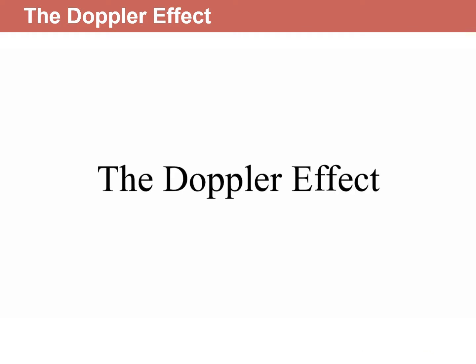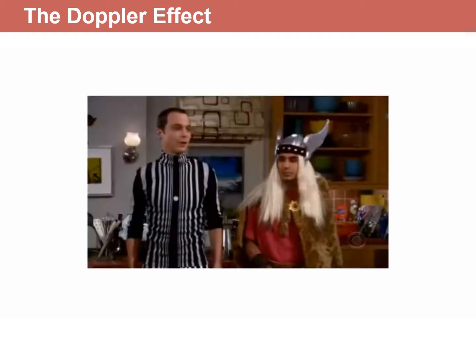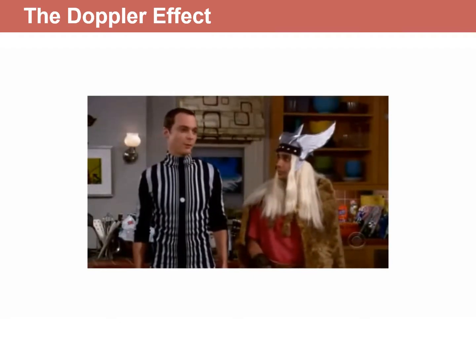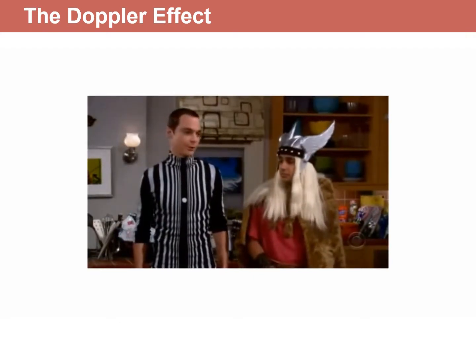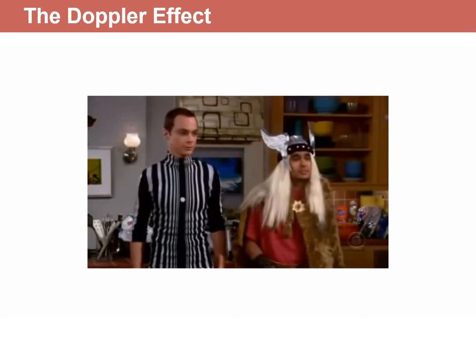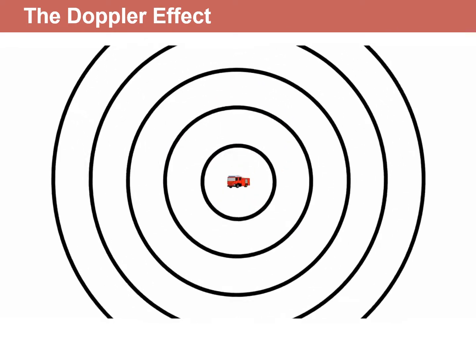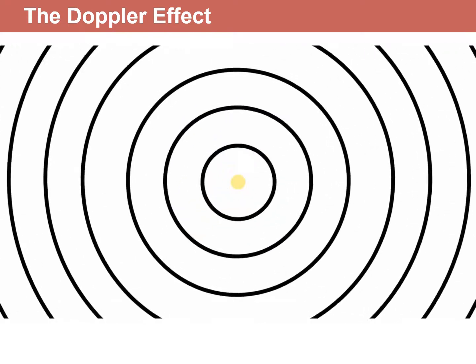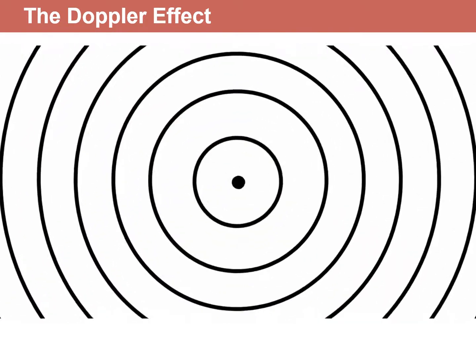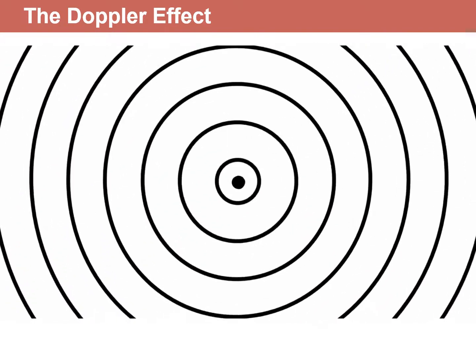The Doppler Effect. In Sheldon's words, It's the apparent change in the frequency of a wave caused by relative motion between the source of the wave and the observer. the Doppler effect is perhaps best explained visually. So here's a thing that is emitting waves. It could be a fire truck emitting sound, it could be a star emitting light, it could be a duck creating ripples on a pond. Those are all waves, and they all look something like this.